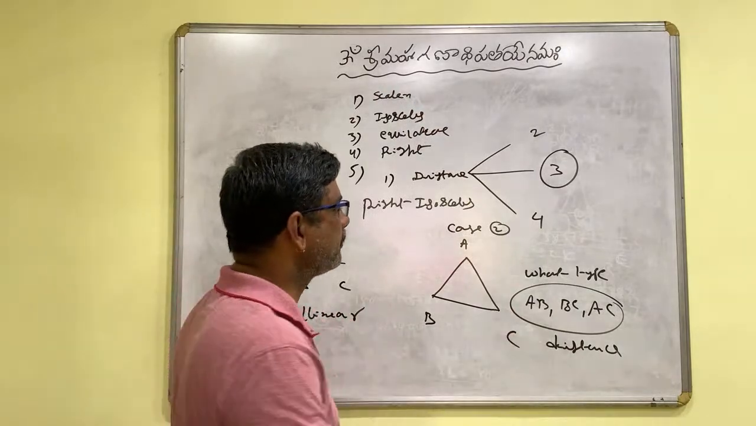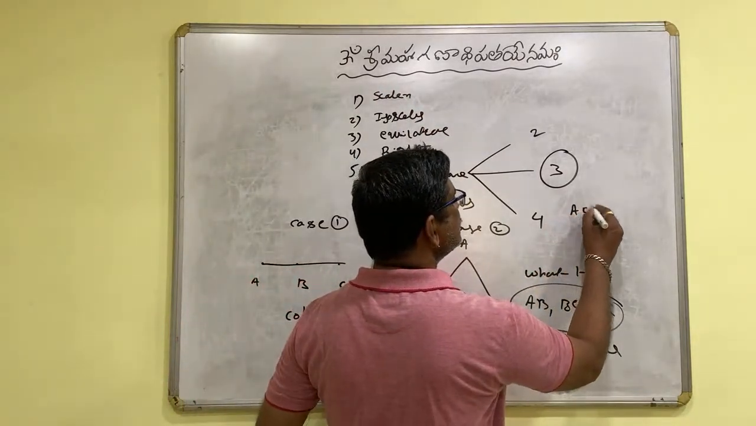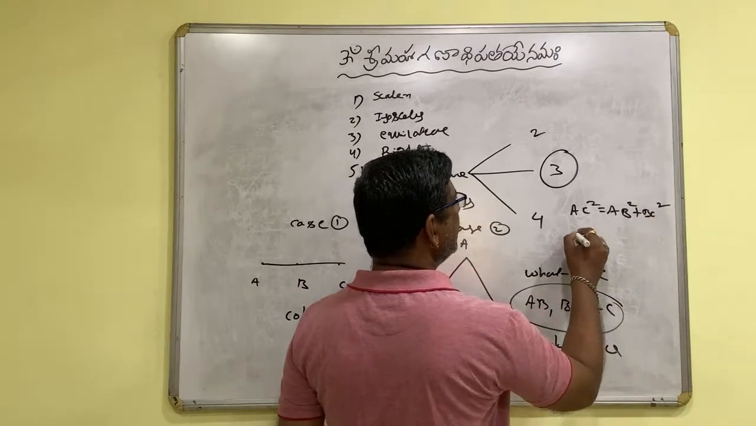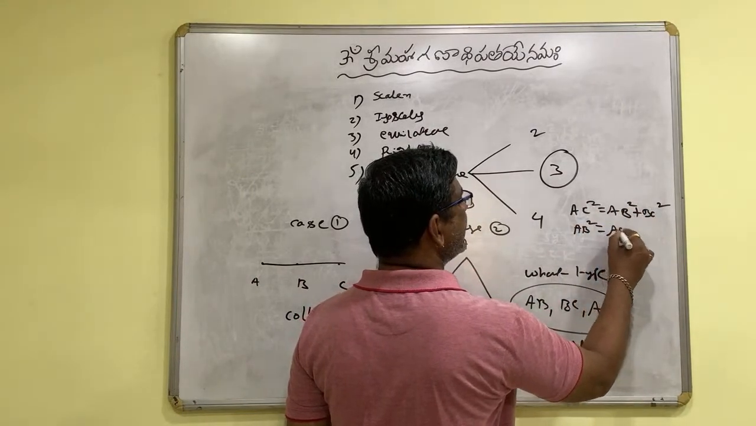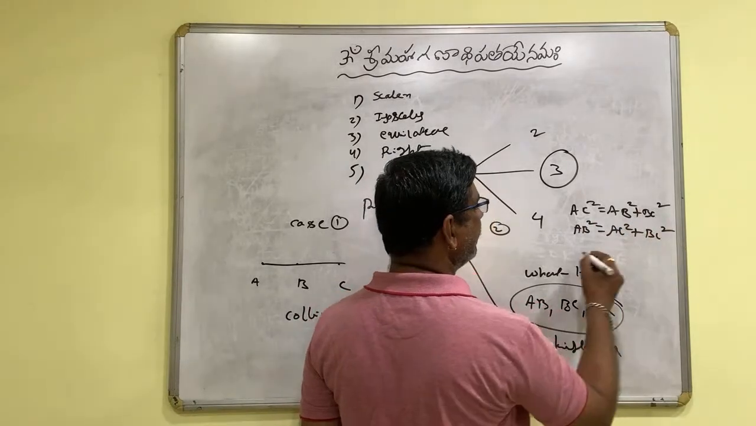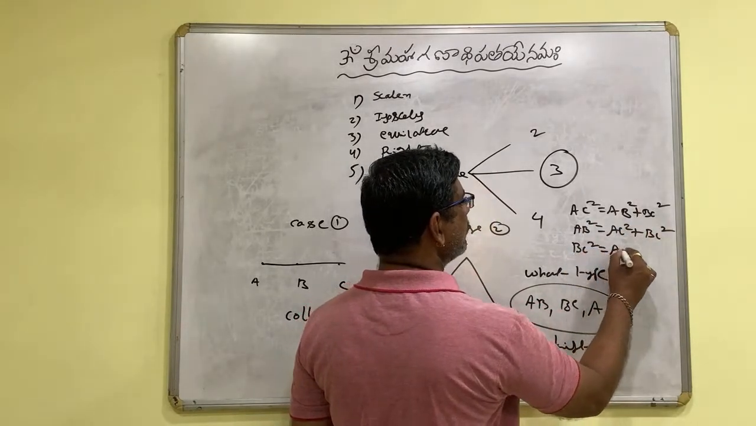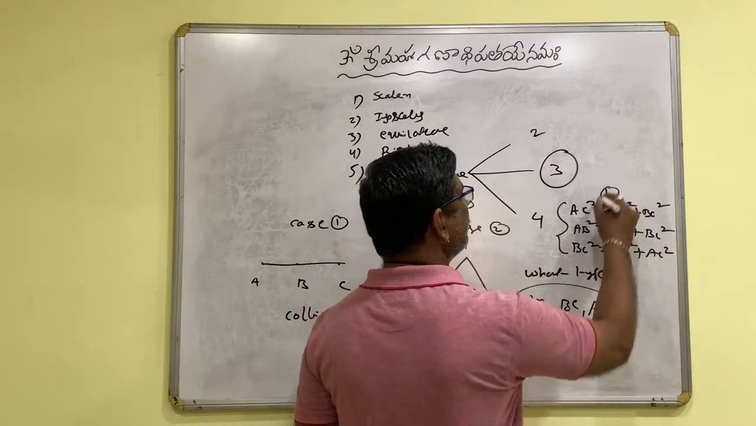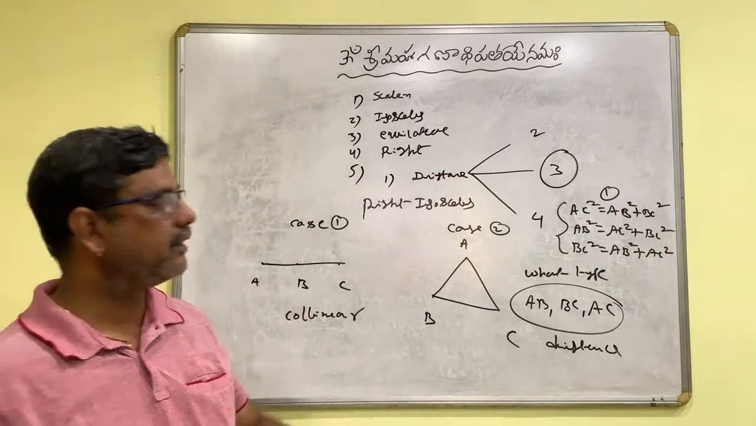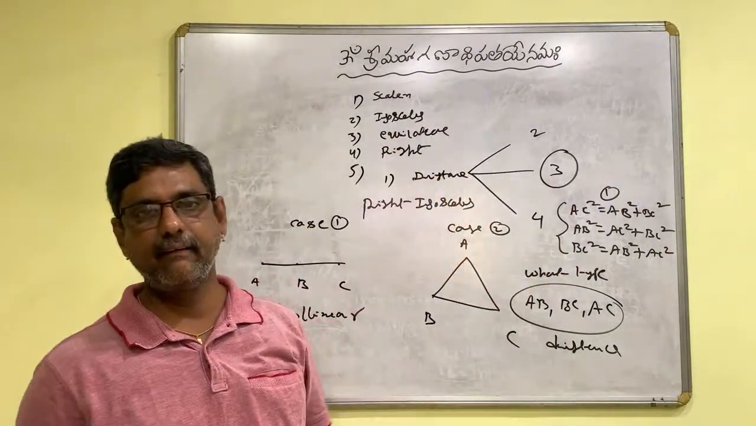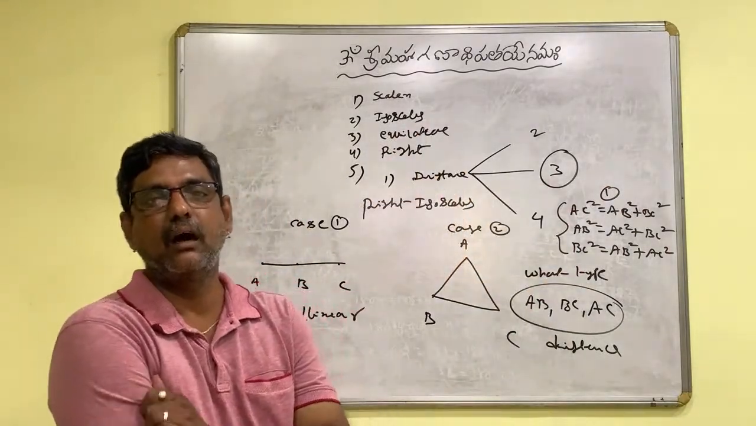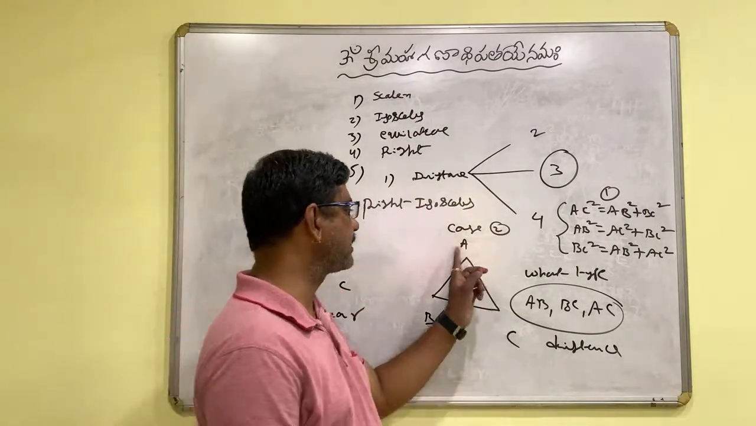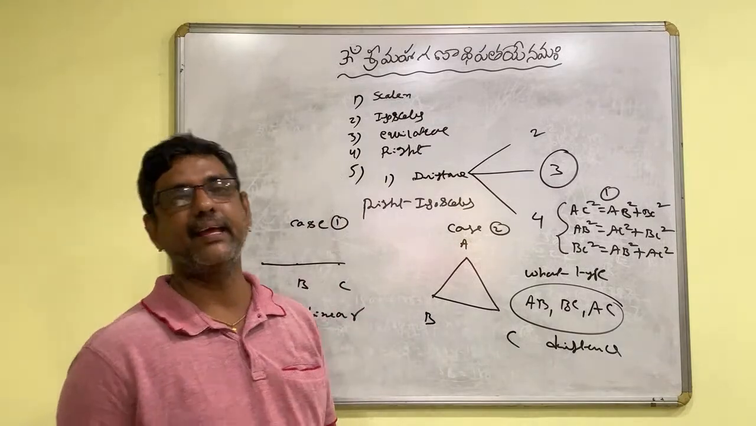And suppose AC square is equal to AB square plus BC square, or AB square is equal to AC square plus BC square, or BC square is equal to AB square plus AC square. Any one out of these 3 holds, we can call it a right triangle. We can say these three vertices are forming a right triangle.